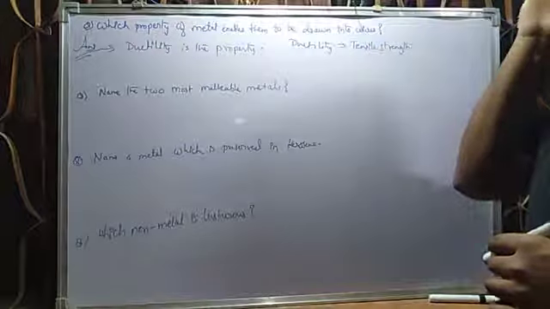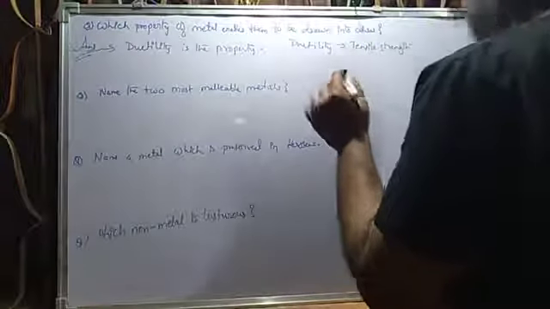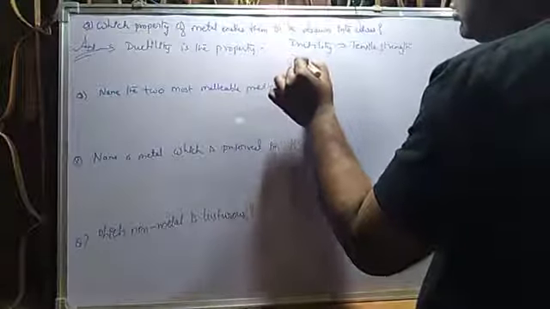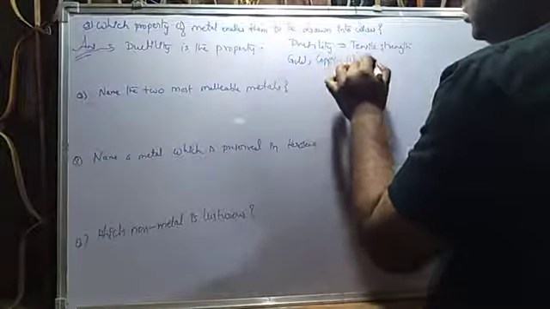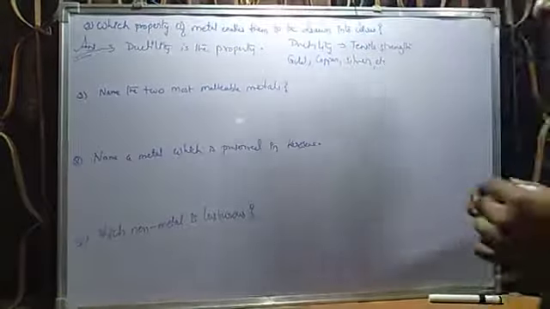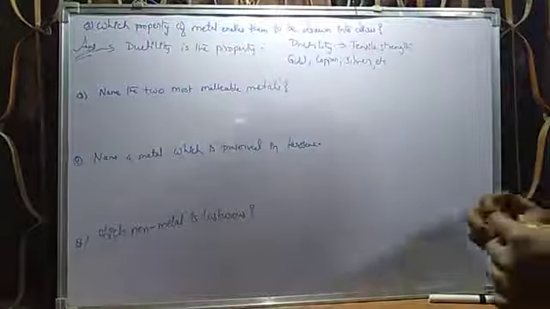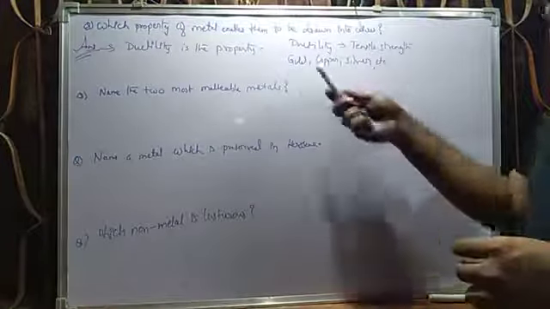As we can see here, the metals which are more ductile are gold, copper, silver, etc., which can be easily drawn into wires. Gold, copper and silver are highly ductile due to their high tensile strength.